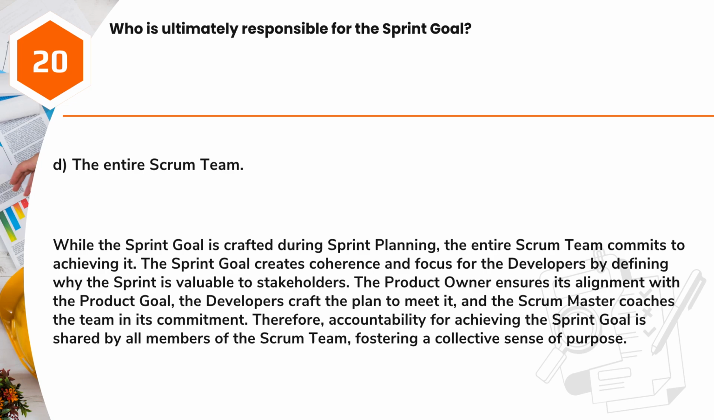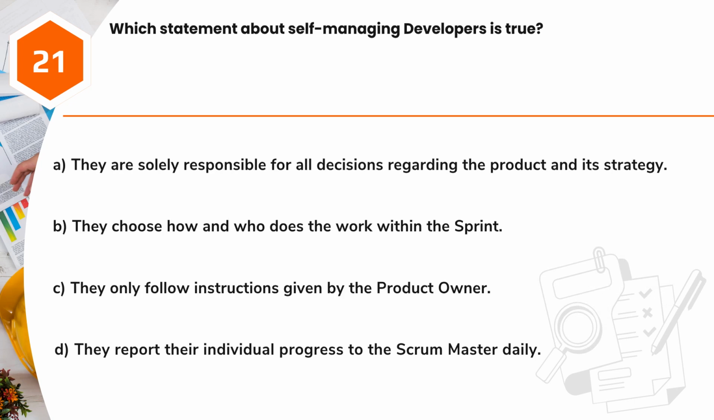Question 21. Which statement about self-managing developers is true? A. They are solely responsible for all decisions regarding the product and its strategy. B. They choose how and who does the work within the sprint. C. They only follow instructions given by the product owner. D. They report their individual progress to the Scrum Master daily.